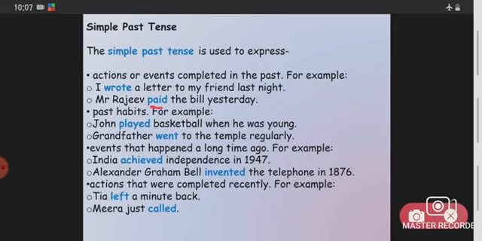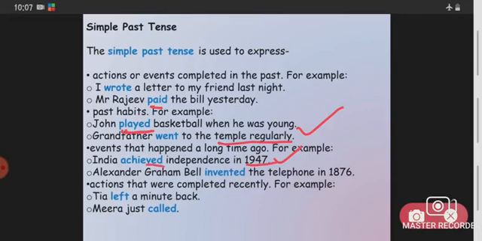Past habits. John played basketball when he was young. This is something that John did when he was young. So John played basketball. When did he play basketball? When he was young. Grandfather went to the temple regularly. This is something grandfather has been doing in the past, so it will be in simple past. Events that happened a long time ago. For example, India achieved independence in 1947. We write this also in simple past tense. This happened in the year 1947, that is long back.